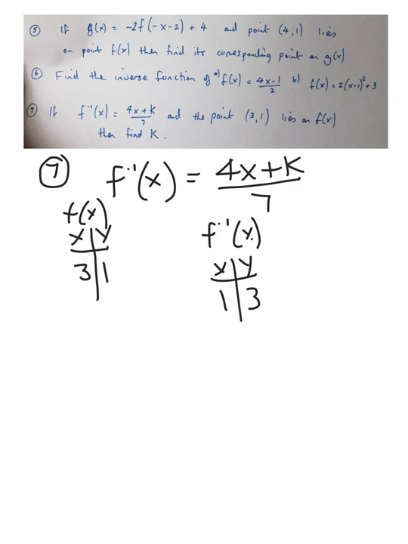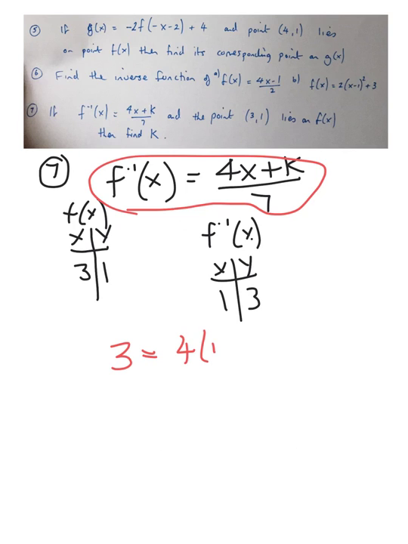So if we substitute 1, 3 into the top equation here, into this one, we should get the value of k. So we know that y is 3 when x is 1. 3 equals (4 plus k) over 7. Cross multiply, we get 21 equals 4 plus k, and k equals 17. Quite easy, really.